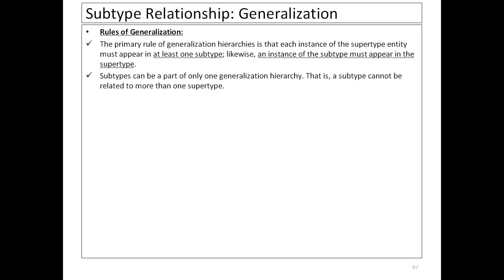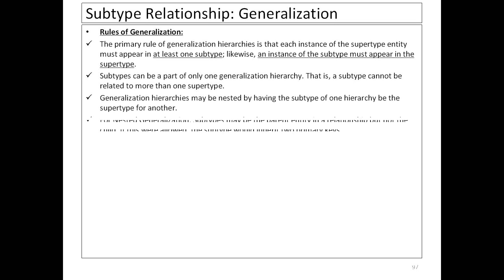Subtypes can be part of only one generalization hierarchy. That is, a subtype cannot be related to more than one supertype. Generalization hierarchies may be nested by having a subtype of one hierarchy be the supertype of another. That is the cascading effect of generalization hierarchies. For nested generalization, subtypes may be the parent entity in a relationship but not the child. If this were allowed, the subtype would inherit two primary keys.